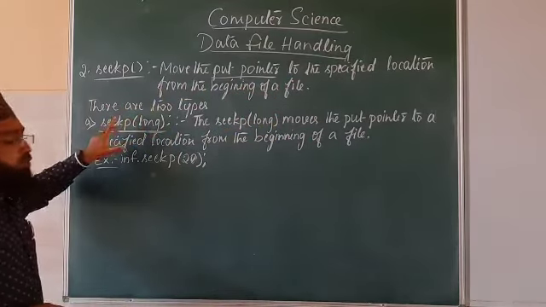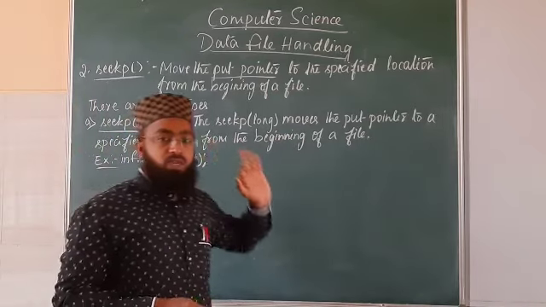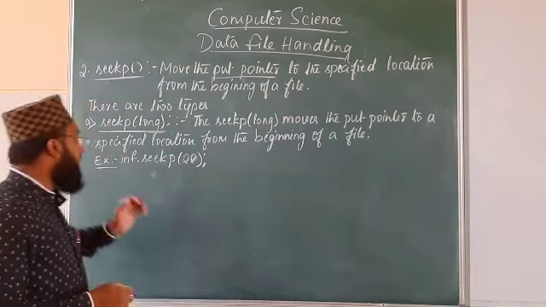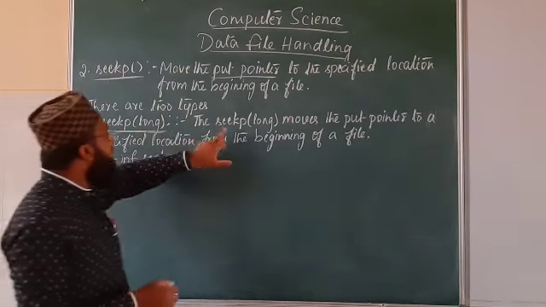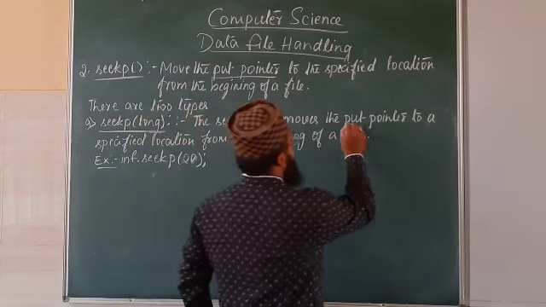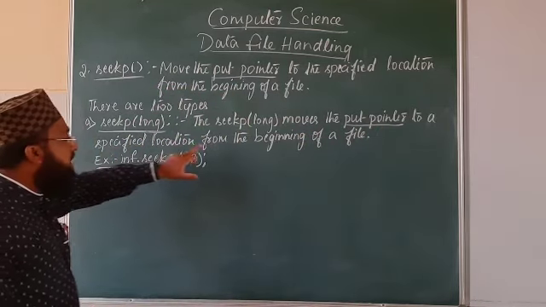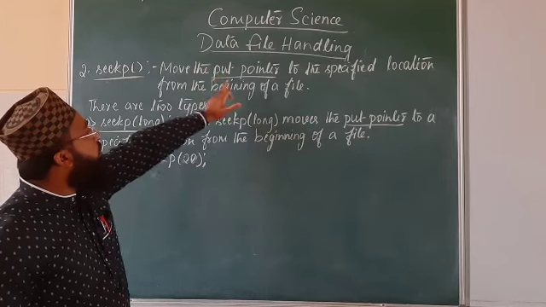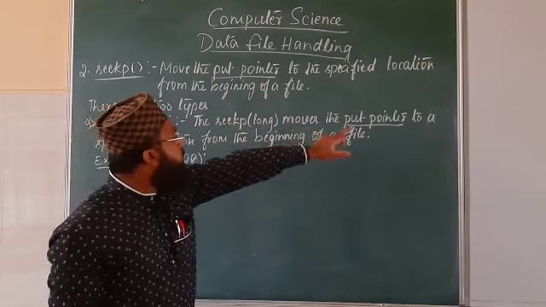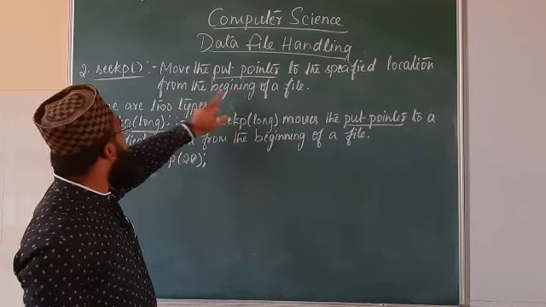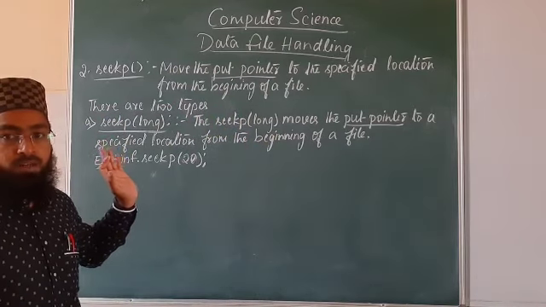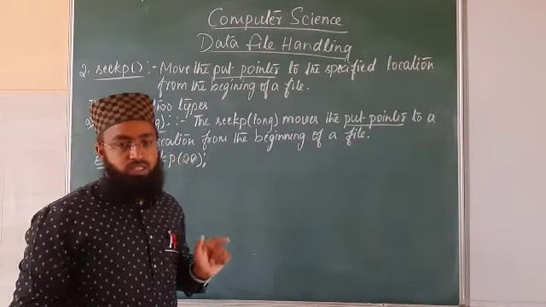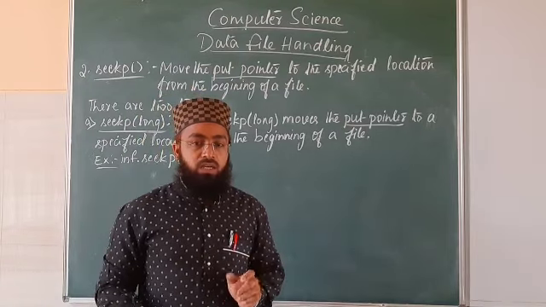There are two types. One is seekp long, the other one is seekp offset, seek dir. Coming to the first, seekp long moves the put pointer to a specified location from the beginning of a file. Understood? Okay. Then the example: inf.seekp(20). This is regarding seekp and seekp long.